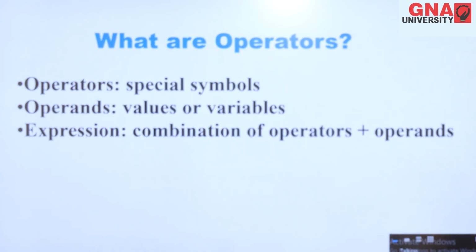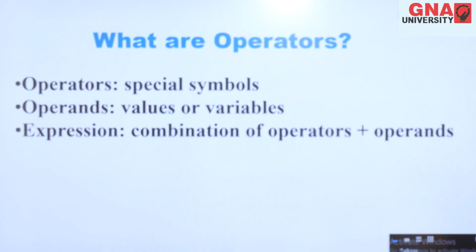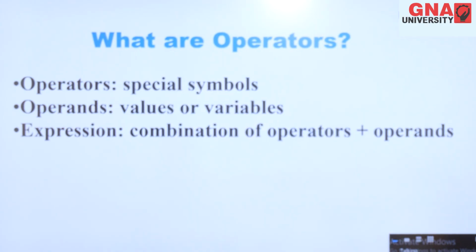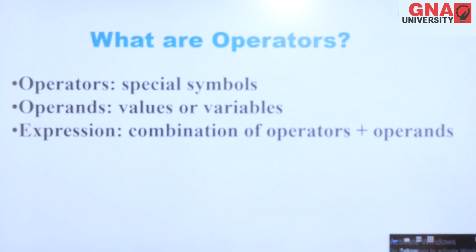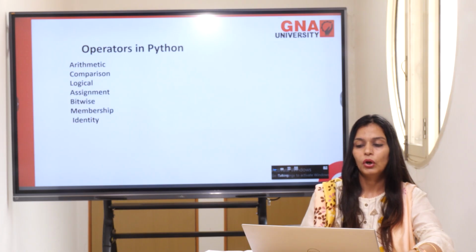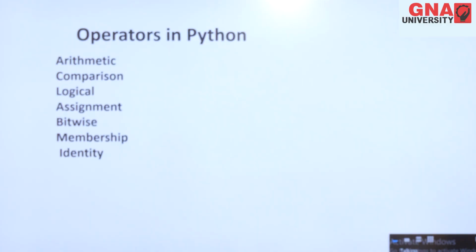So there are different types of operators in Python, like arithmetic, comparison, logical, assignment, bitwise, membership and identity. As we have seen earlier, operators are symbols that perform operations on variables or values. They are the backbone of expressions and conditions in Python programming. If we want to check any condition, we also use different kinds of operators.